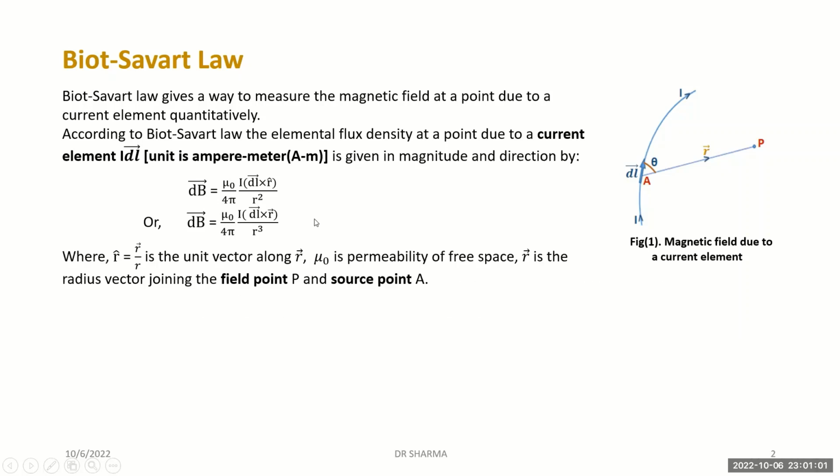As I said, r cap is the unit vector along vector r. Mu naught is the permeability of free space. r vector is the radius vector joining the field point and the source point. Field point is the point where we are calculating the magnetic field, and the source point is the point due to which the magnetic field is produced.